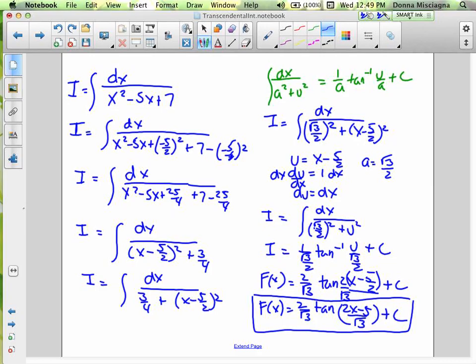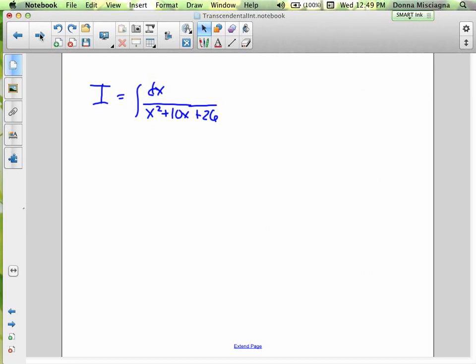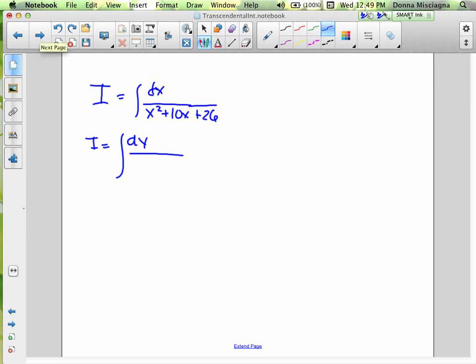Right, so let's do a few more completing the square. All right, here's another one. We have I equals the integral of dx over x squared plus 10x plus 26. And we know it can't just be a u-substitution with natural log, because we don't have the derivative of x squared plus 10x plus 26. So this is not just a u-substitution. If you've got something quadratic, try rewriting using completing the square, and it might fit into one of the inverse trig integrals.